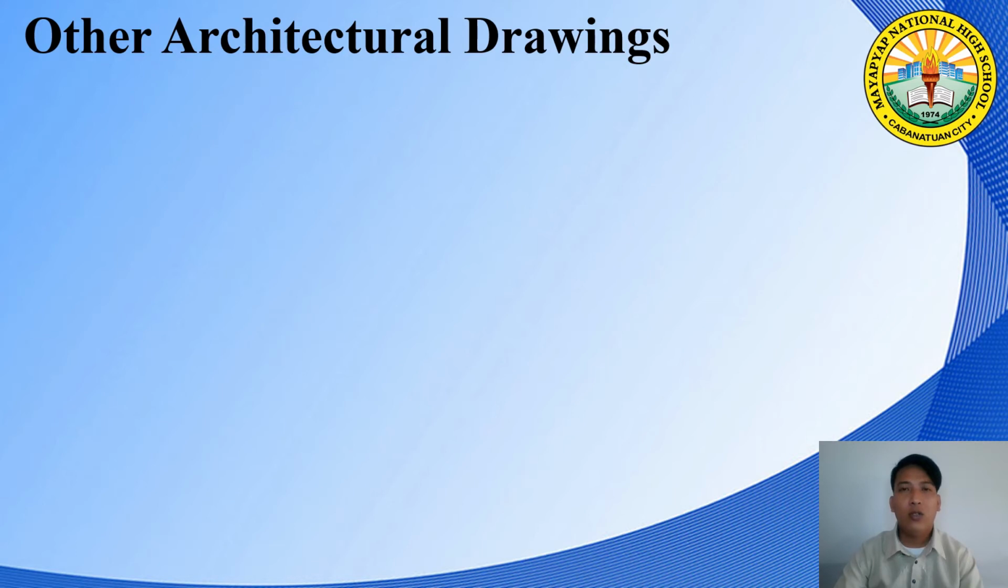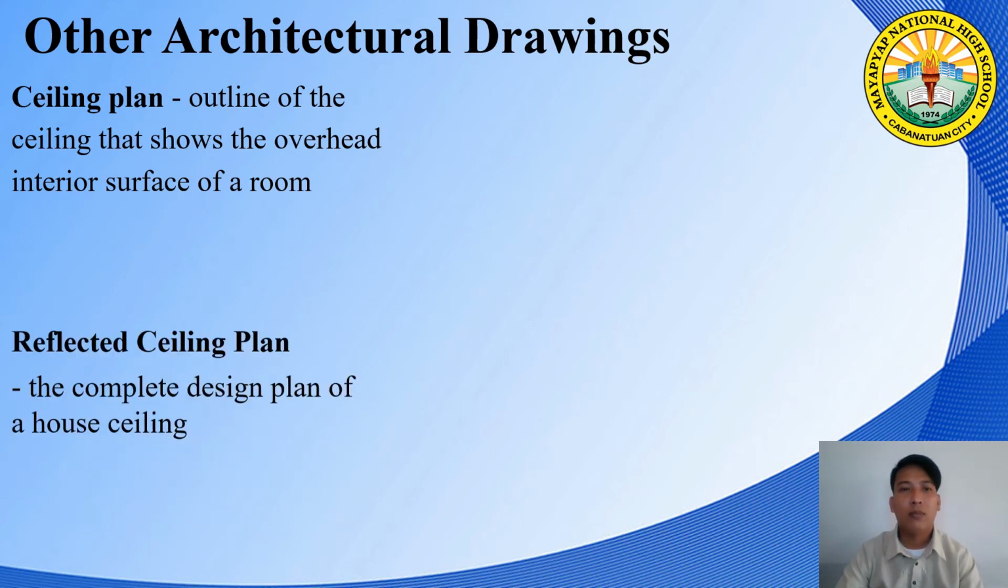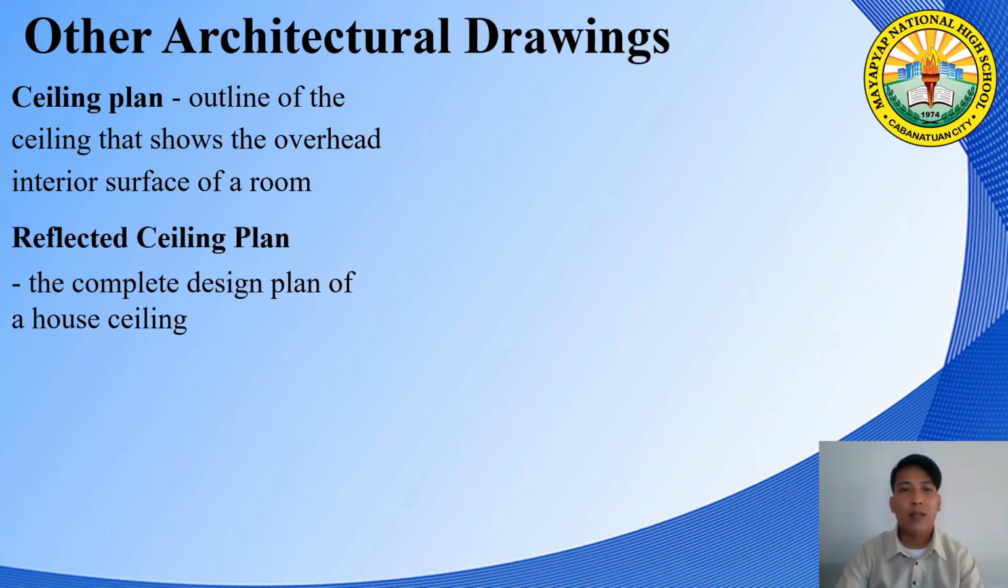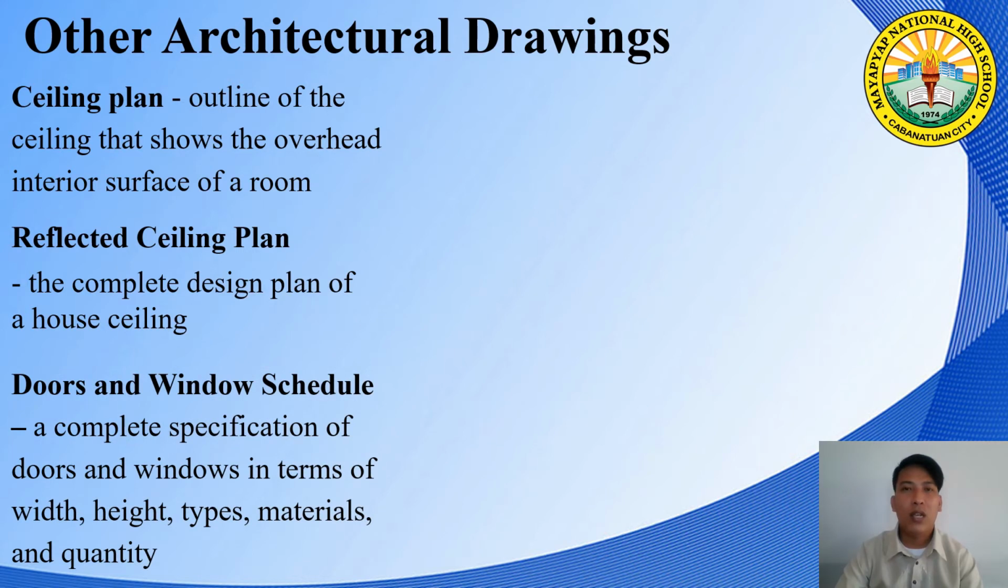The other architectural drawings are ceiling plan, an outline of the ceiling that shows the overhead interior surface of a room; reflected ceiling plan, the complete design plan of a house ceiling; and doors and windows schedule, a complete specification of doors and windows in terms of width, height, types, materials, and quantity.